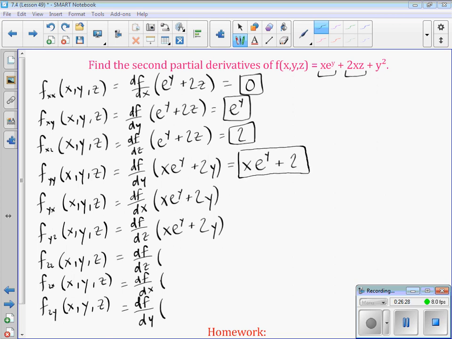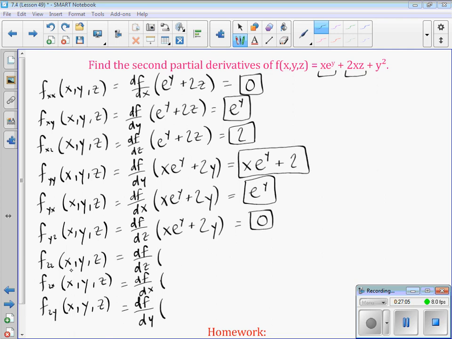Okay, now we're doing it with respect to x. So what's constant in this? e to the y, and the derivative of x is 1. And then the 2y is 0. So any questions on that? Okay, and then the next one here with respect to z is going to be 0. Questions there? Are we feeling okay with that?